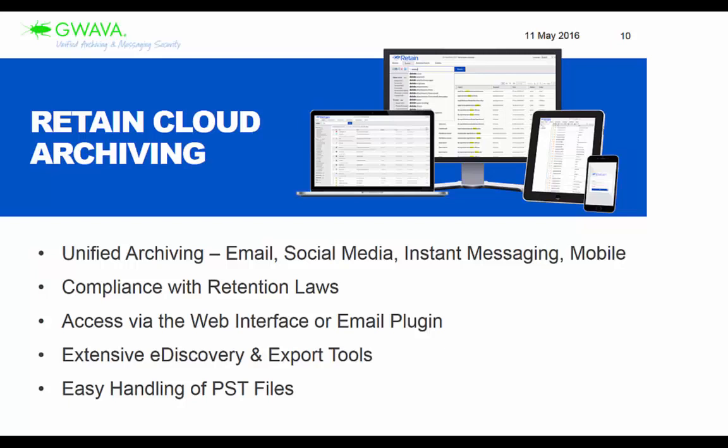And all these messages and attachments are indexed so you can quickly and easily search them. For social media, I talked about the platforms that we support, and the way that we do it is it works as a proxy. What we're talking about when it comes to social media and instant messaging is when people access social media or instant messaging on your network. As they access that on the network and that traffic's coming in or going out, Retain will intercept it.